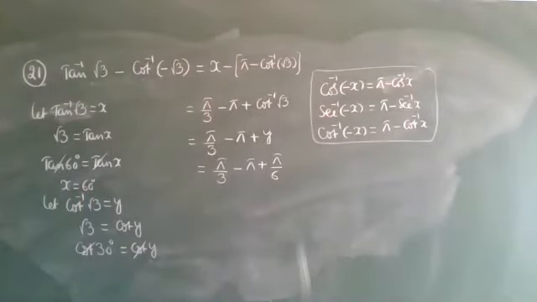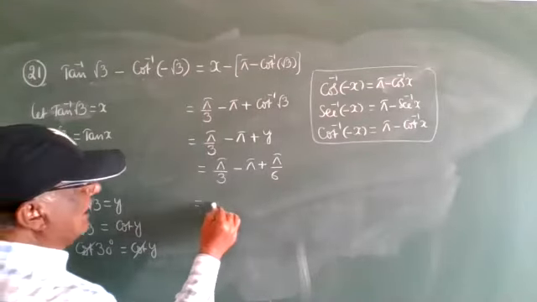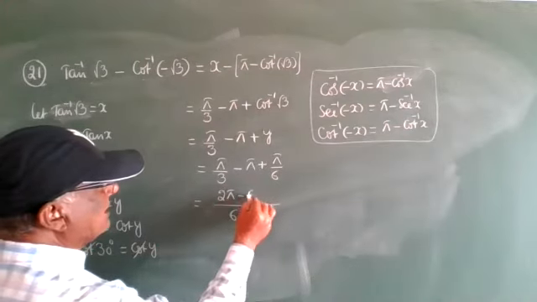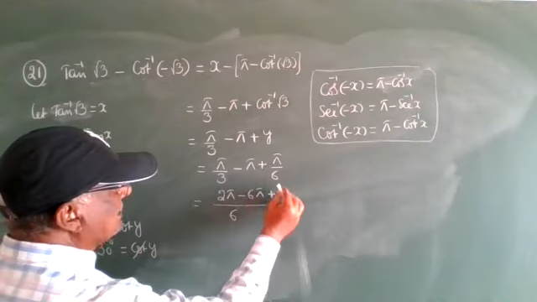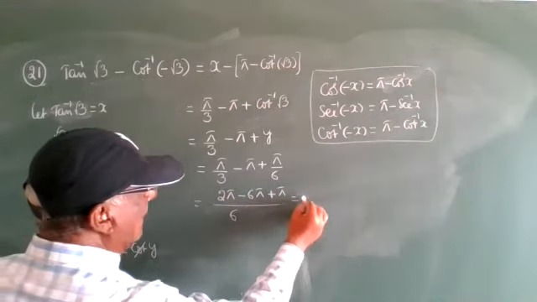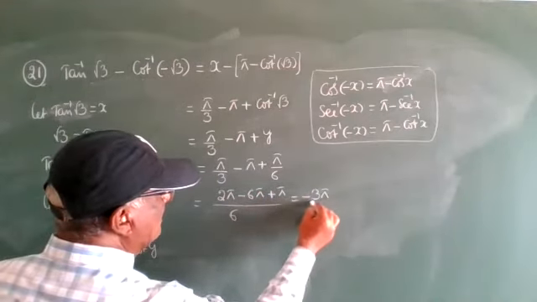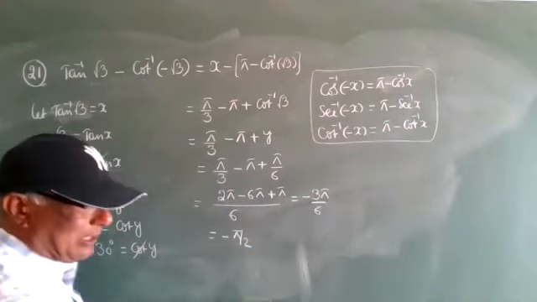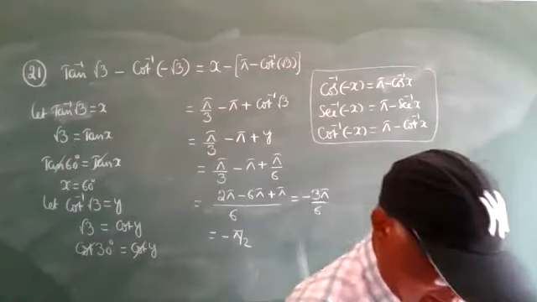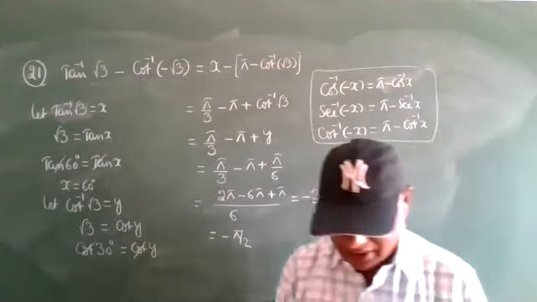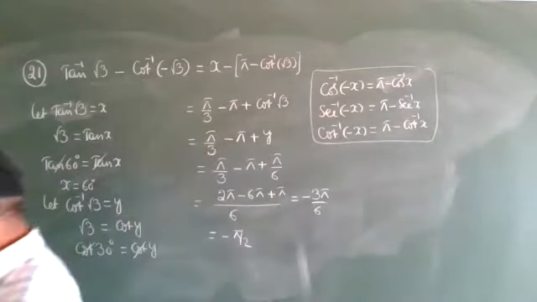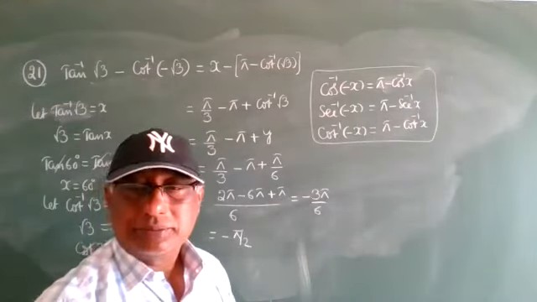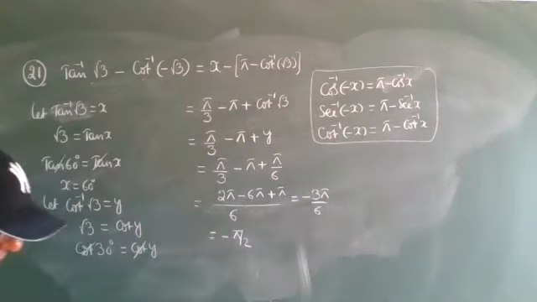Take LCM and write down. LCM is 6. Here is 2 pi minus 6 pi plus pi, so minus 3 pi by 6. The answer is minus pi by 2. See, we have that answer, the second option is the answer. Everyone clear? Second option is the answer.